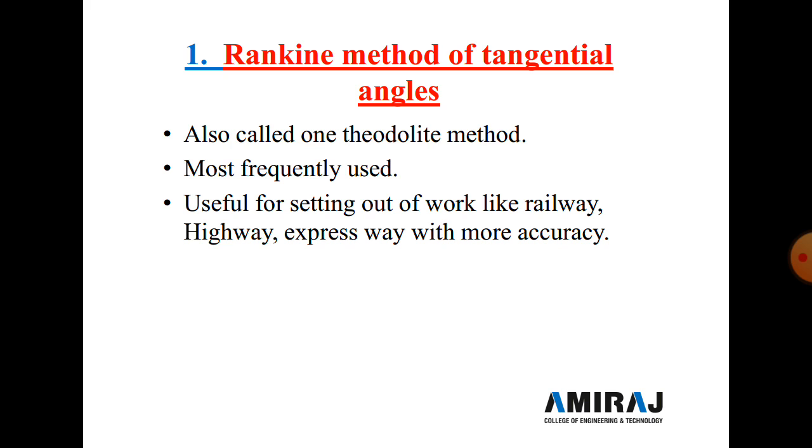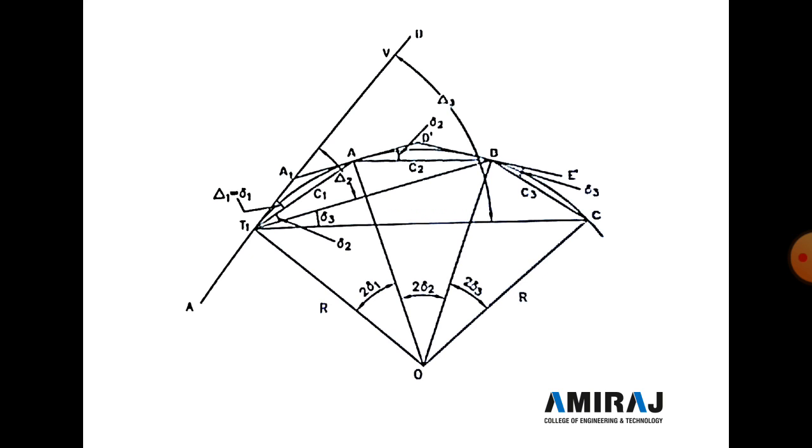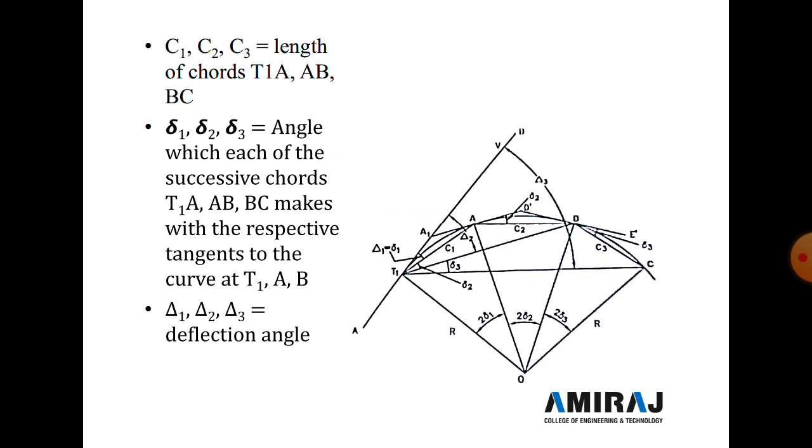First we start with the angular method, the Rankine method or tangential angle method, also called the one theodolite method. This method is most frequently used in surveying work, and is generally used for railway work, highway and expressway construction for more accuracy. The angular method is more accurate compared to the linear method, and is generally used for large areas and large lengths of curve. Now see this figure; in the next slide we discuss the figure.